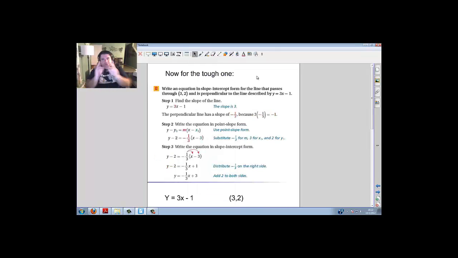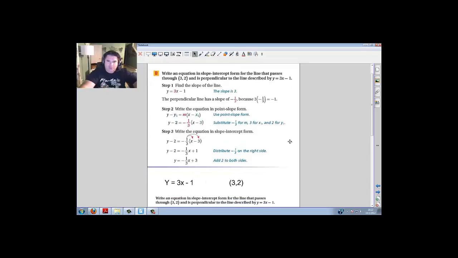All right, now for the tough one. Here it is on your book to help you, same page as before. Write an equation in slope-intercept form for the line that passes through 3, 2, and is perpendicular to the line described by y equals 3x minus 1. Sounds like a lot. Here it is if you want to do it ahead of me. Then I'll talk about it. If you want to go ahead and work ahead, pause and go ahead. If not, let's keep going.